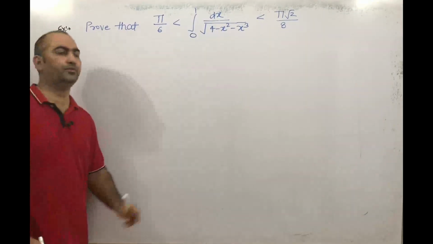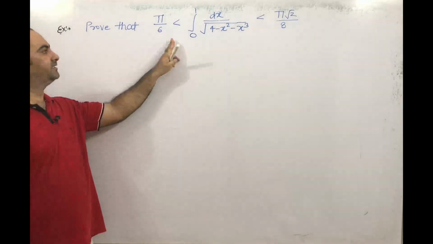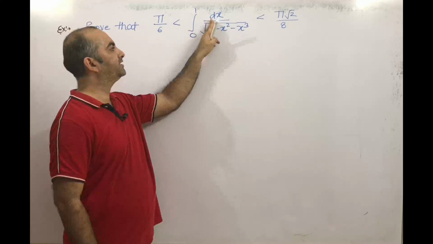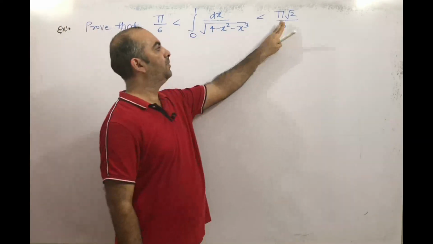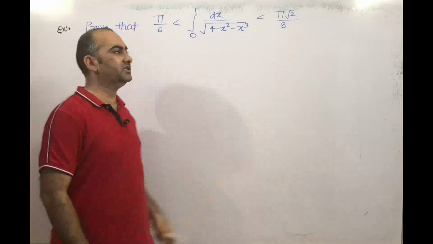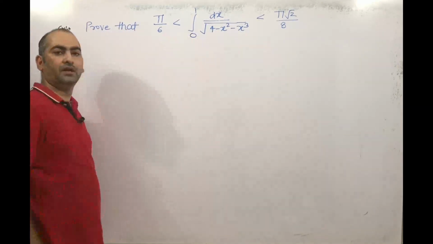Next we are discussing: prove that π/6 is less than the integral from 0 to 1 of dx divided by root over 4 minus x square minus x cube, which is less than π root 2 divided by 8. So this problem we have to prove. Now, solution.